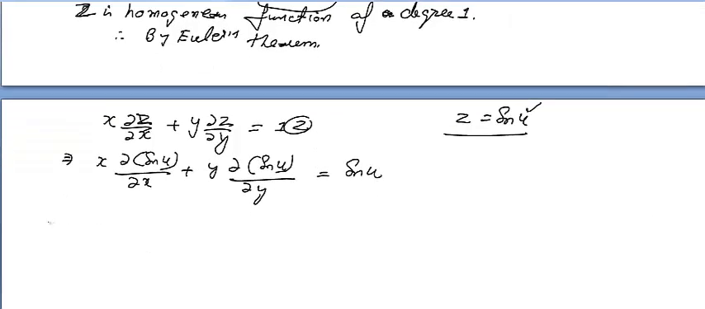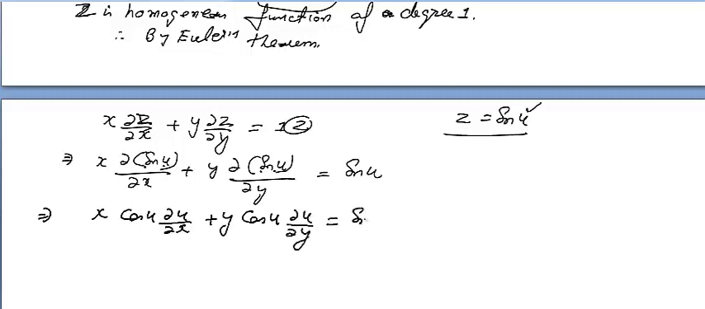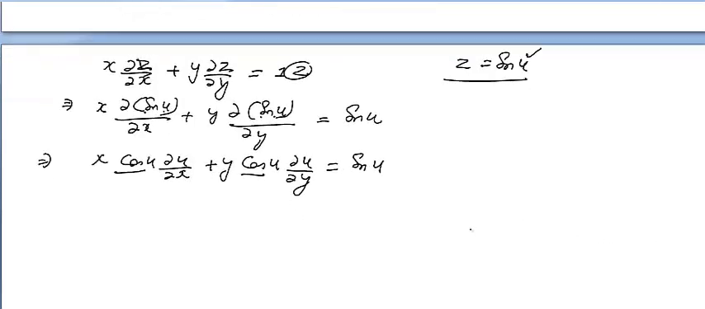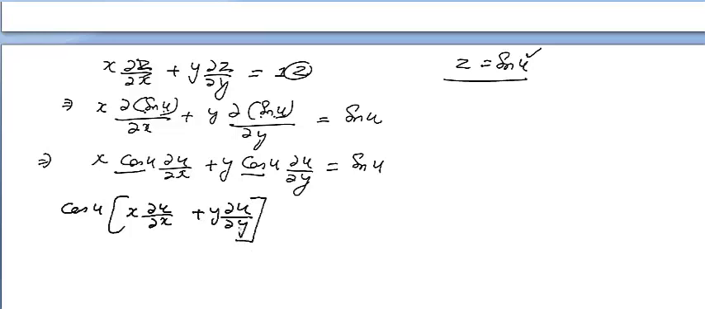Now, what you will get here: x is as it is, the derivative of sin u is cos u, and the derivative of u again with respect to x. Then the derivative of sin u is cos u, and the derivative of u again with respect to y, equals sin u. Now, cos u is common. So x ∂u/∂x + y ∂u/∂y cos u is equal to sin u.